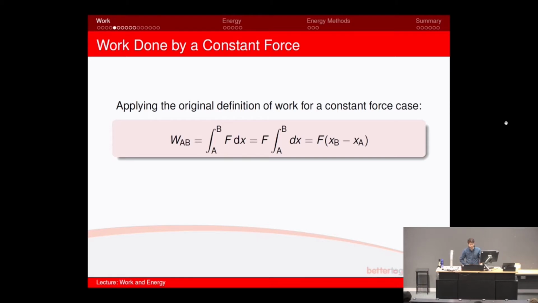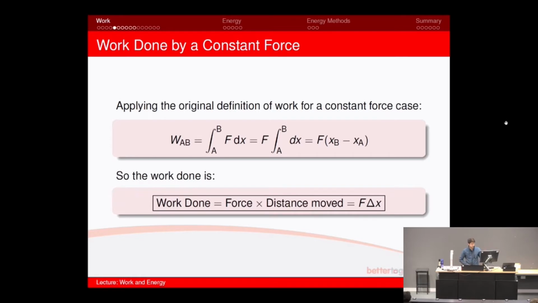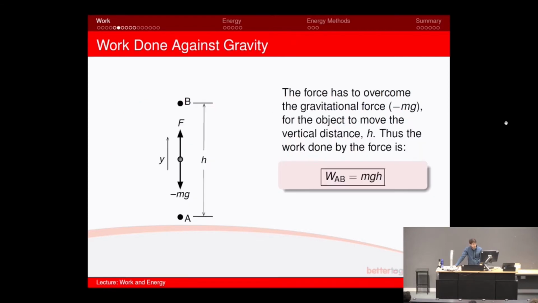So it's just multiply the force times the distance you moved, and you get the work done. So work done is force times distance moved, F delta x. That is for the one-dimensional case. When we look at gravity, that is for vertical movement.